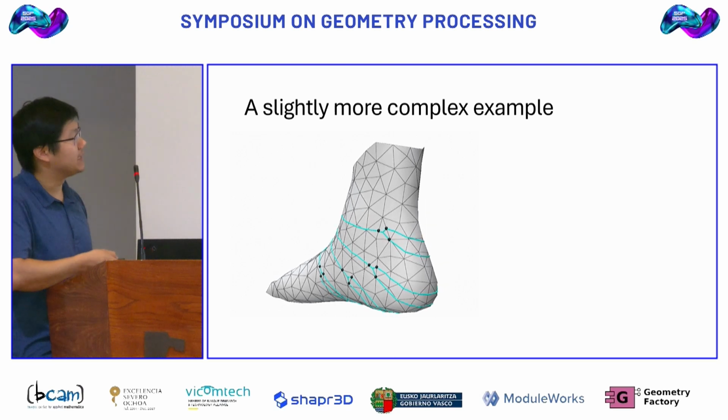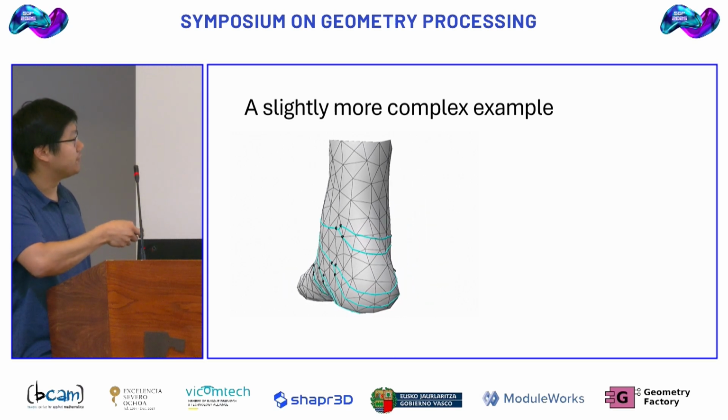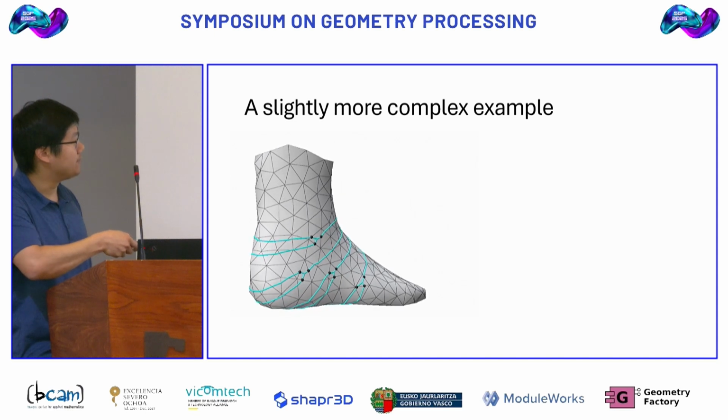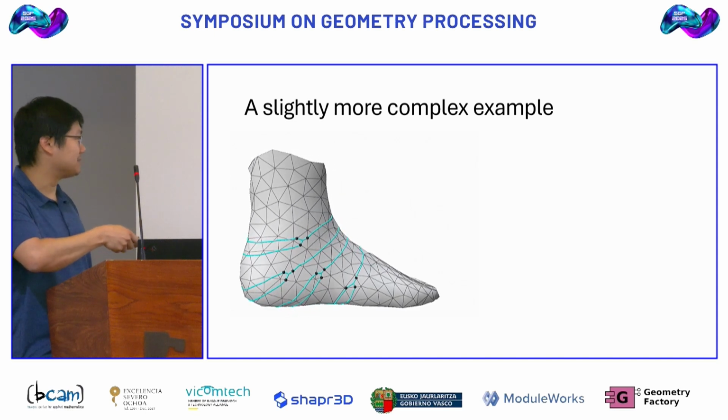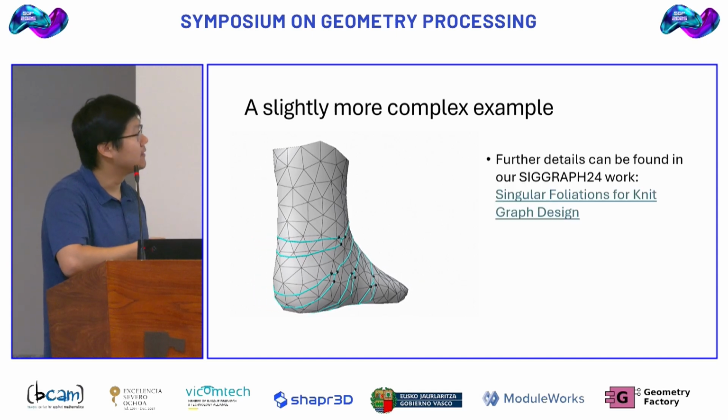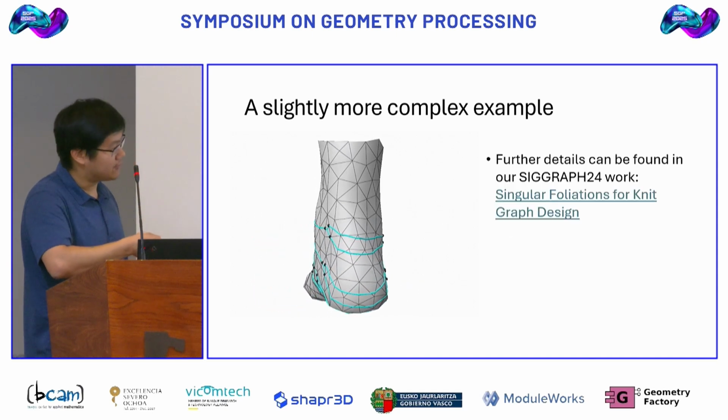Here is a slightly more complex example. I don't have it labeled, but it sort of alternates between annular cells and infinite strip cells. This is a coarse pattern, just so that it's nicely visible, but just another example. A link to our work where there's further details.